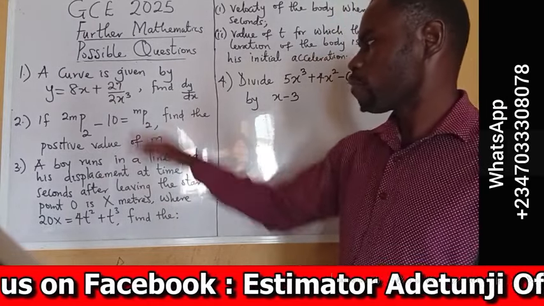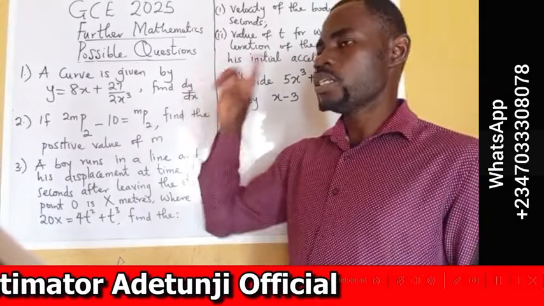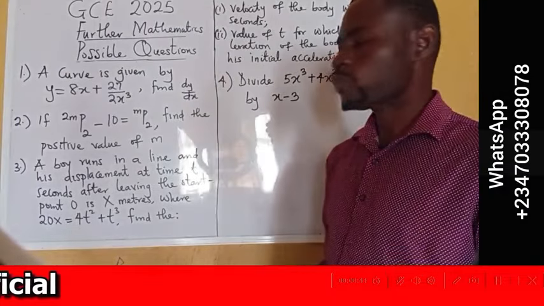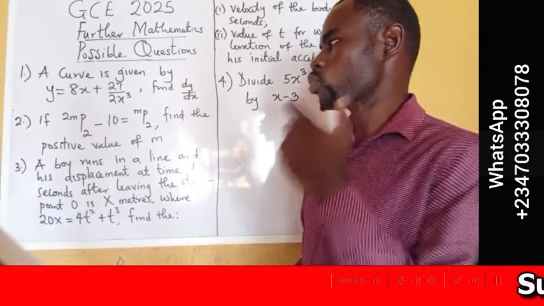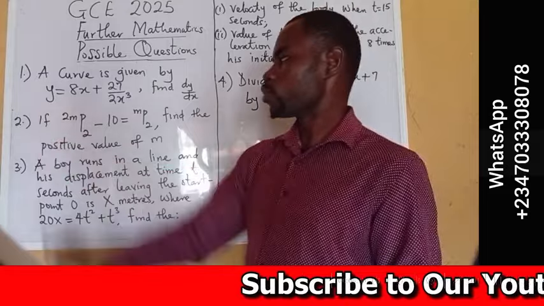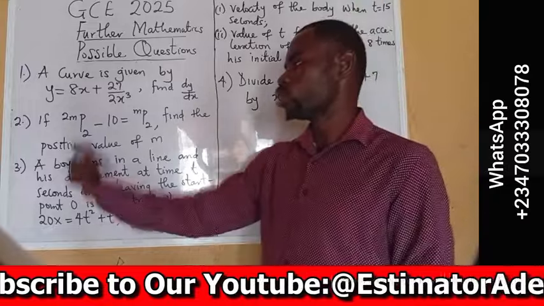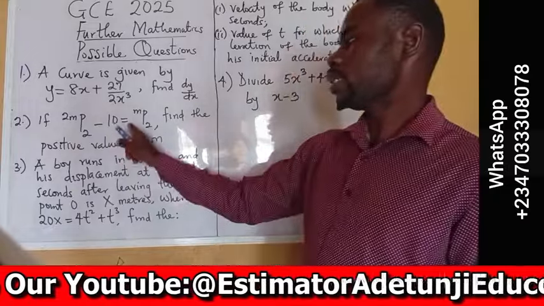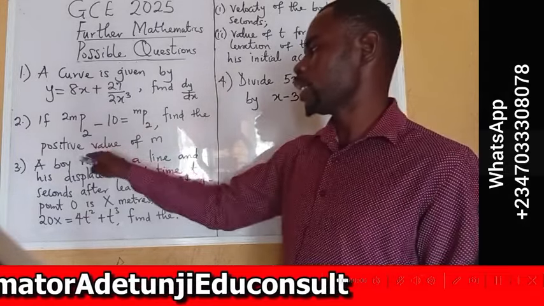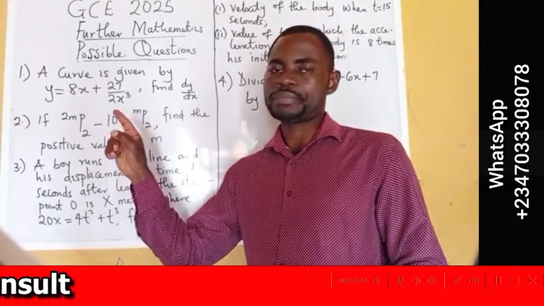Question 1 says a curve is given by y equals 8x plus 27 over 2x cubed. Find dy/dx. We did something like this in video 1 of possible questions for the Mathematics GCE 2025. Question 2 says if 2m permutation 2 minus 10 equals m permutation 2, find the positive value of m. We also did something like this in video 1.